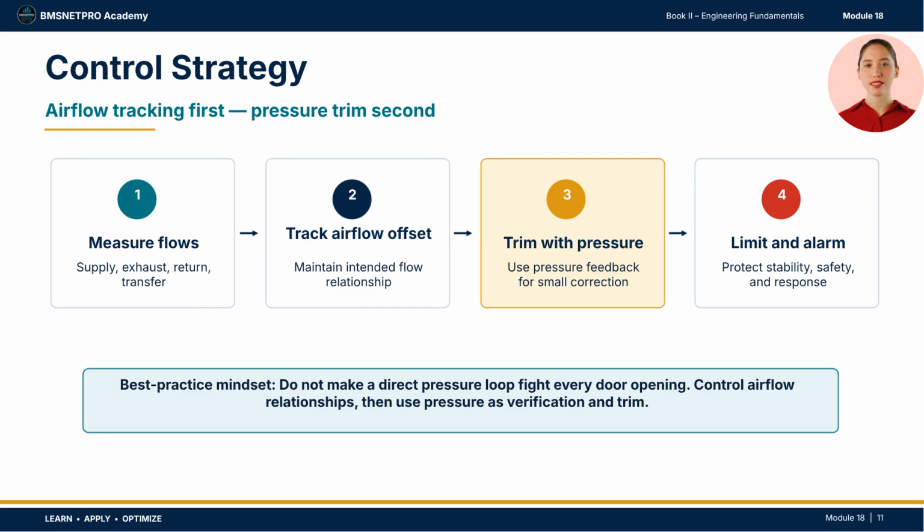Fourth, define limits, fallback behavior, and alarms. The goal is stable airflow direction and reliable response, not a pressure loop that hunts. Pressure control must be coordinated with ventilation, noise, door forces, energy, and safety requirements.